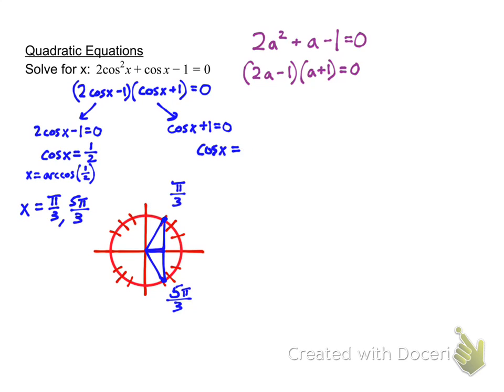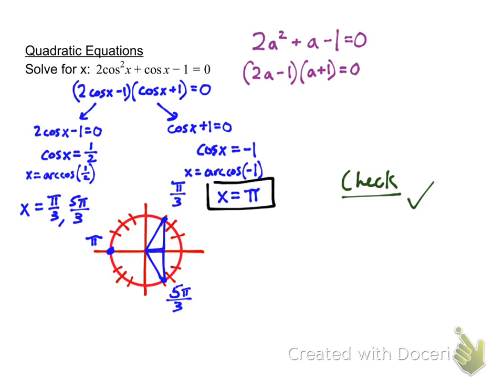And when cosine of x equals negative 1, there's only one solution there. That is, the inverse cosine of negative 1 is pi. So those are our 3 solutions. You can check them for the sake of time. I'm not going to check them, but you can check them on your own. And all 3 of those are correct possible answers. So pi over 3, 5 pi over 3, and pi are the 3 solutions.